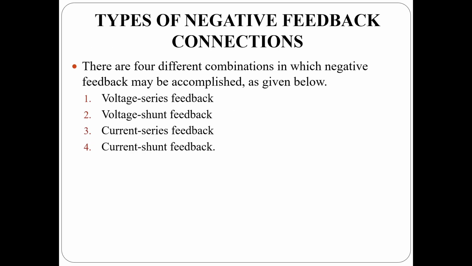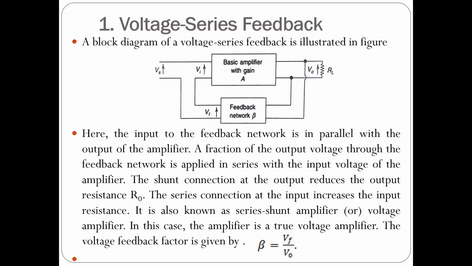Next, the main topic: types of negative feedback connections. The negative feedback connection is classified into four categories: voltage series feedback, voltage shunt feedback, current series feedback, and current shunt feedback. First, voltage series feedback. The basic amplifier is given as A, and then the feedback network beta. A certain amount of the output is connected back to the input side.